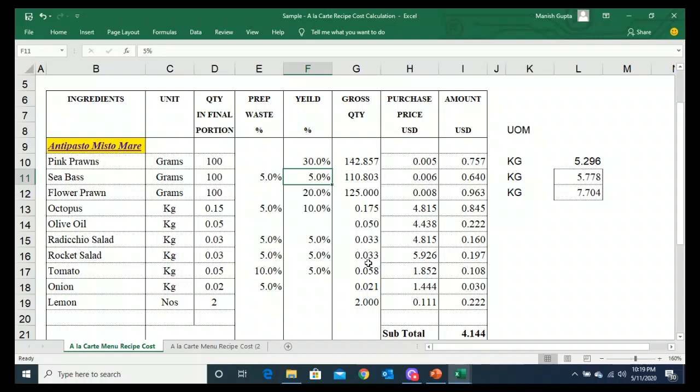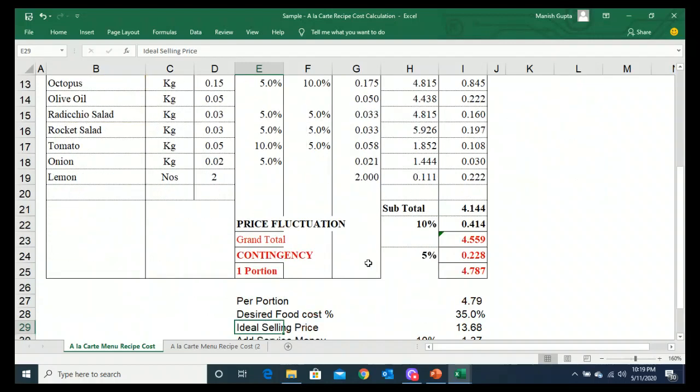You have to check all the yields of the cost, all the wastages of the cost, so that you can understand where the wastages are and you can reduce those wastages so that you can make the menu cost cheaper, looks cheaper, and the price can be higher.